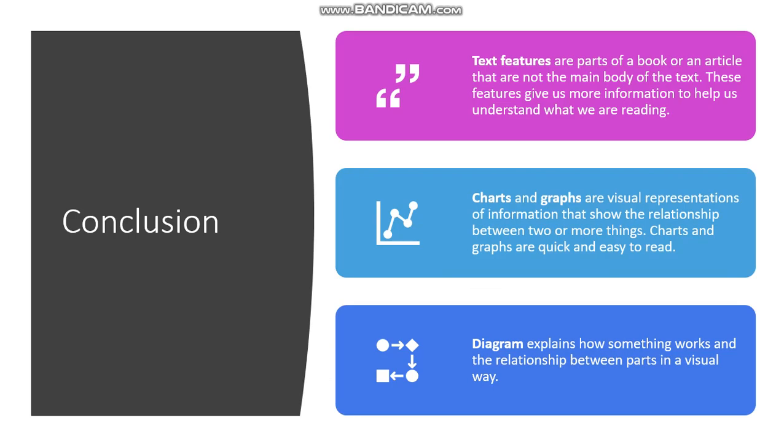In conclusion, text features are a part of a book or an article, and this gives us more information to help us understand what we're reading. Charts and graphs are visual representations of information between two or more things, and charts and graphs help us determine relationship. We can draw conclusions and we can make inferences using charts and graphs.